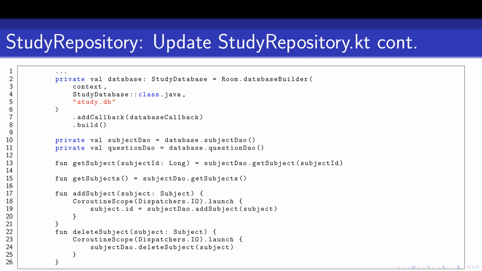The rest of the study repository initializes the Room database instance and wires up the DAOs. It then provides functions that wrap subject-related operations like retrieving all subjects, getting a specific subject, adding a new one, or deleting an existing one. All of these are launched in coroutines to avoid blocking the main thread.